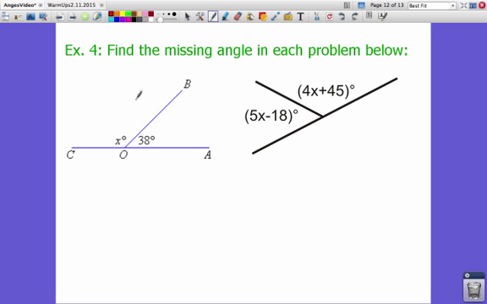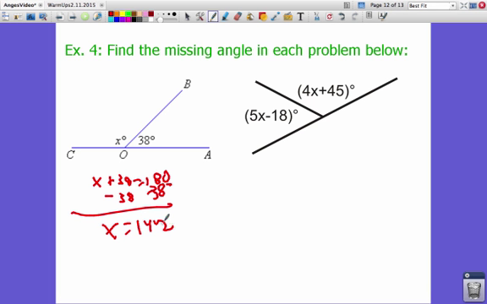We know that these two angles are supplementary, so I can say that x plus 38 equals 180. To find out what x is, I simply subtract 38 on both sides. I get x equals 142. So all I did was add these things together, set that equal to 180 degrees, and subtract 38 on both sides to get 142.